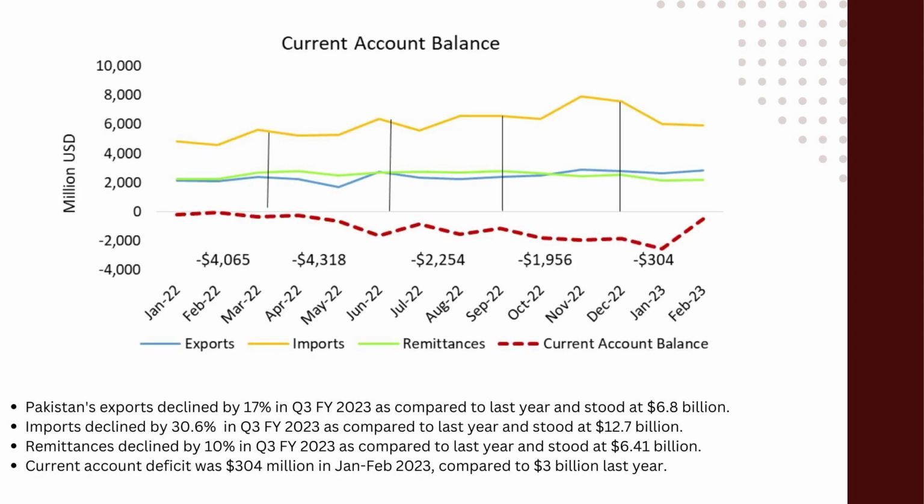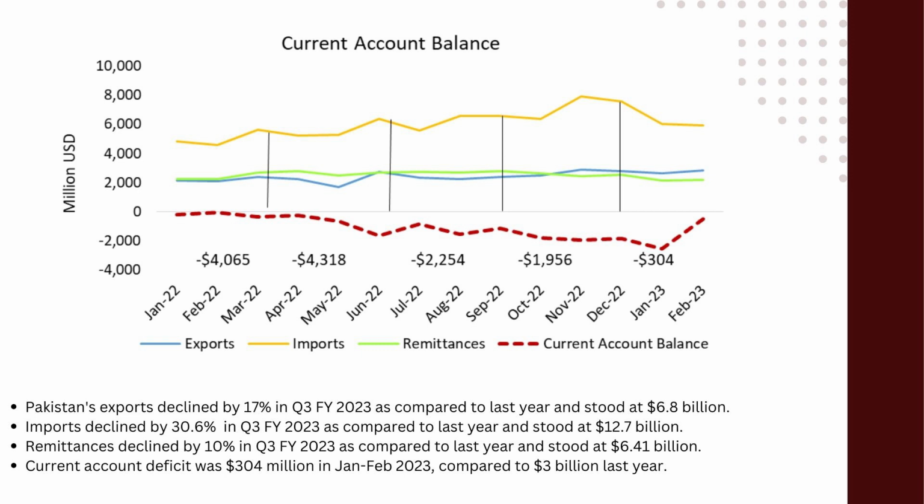Next macroeconomic indicator is current account balance. So the government was able to bring down the current account deficit, and it stood at around 304 million dollars in the first 2 months of the third quarter of fiscal year 2023. But this decline was achieved through administrative controls and import restrictions. And due to these restrictions, Pakistan's exports also declined by 17% in the third quarter of fiscal year 2023 as compared to last year, and the exports were around $6.8 billion. Similarly, imports declined by around 30%, and it stood at around $12.7 billion.